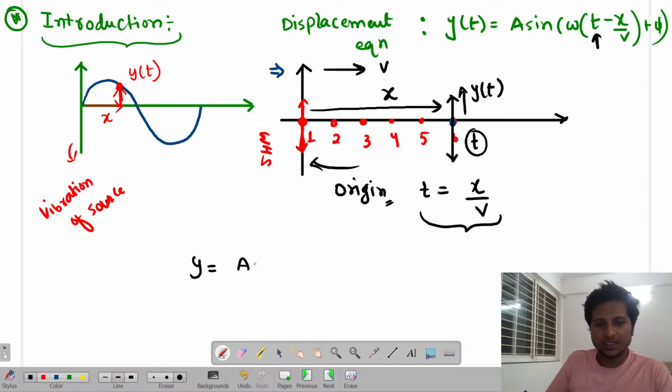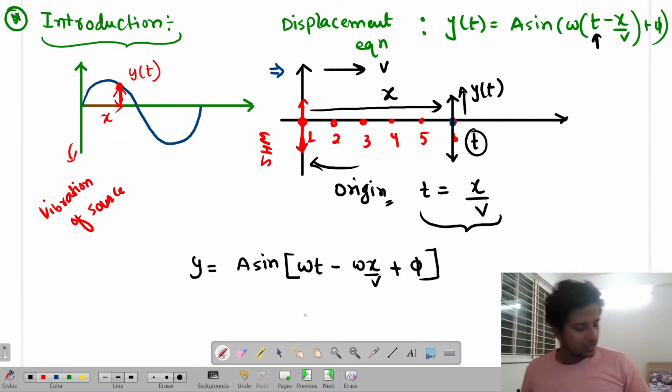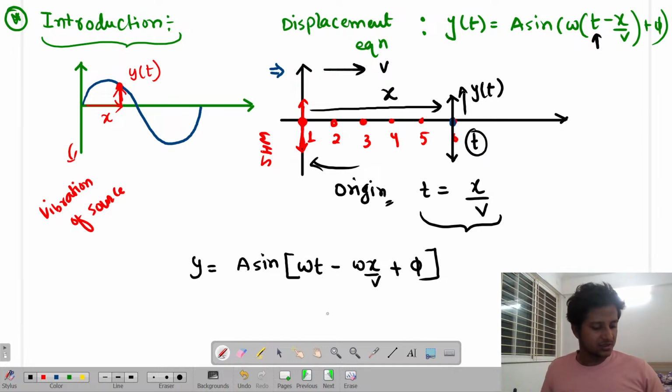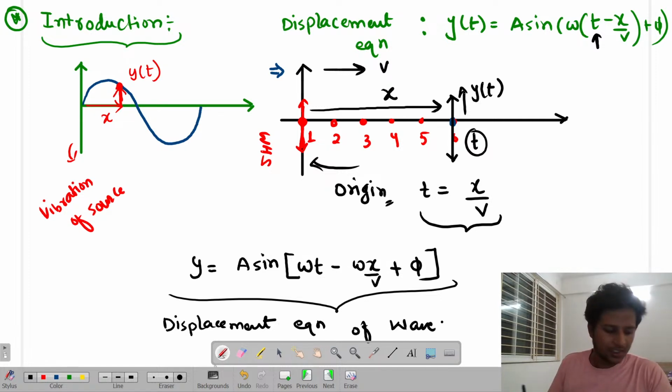I'll write it as a sine. The equation is written as omega t minus omega x by v plus phi. Is that clear or not? This understanding is also called the displacement equation of the particle, or the displacement equation of the wave also. Is that clear?